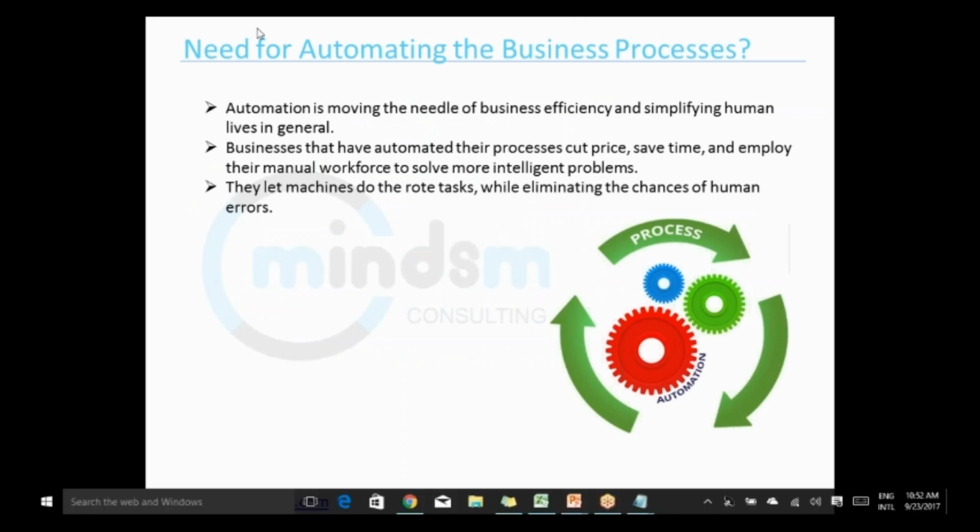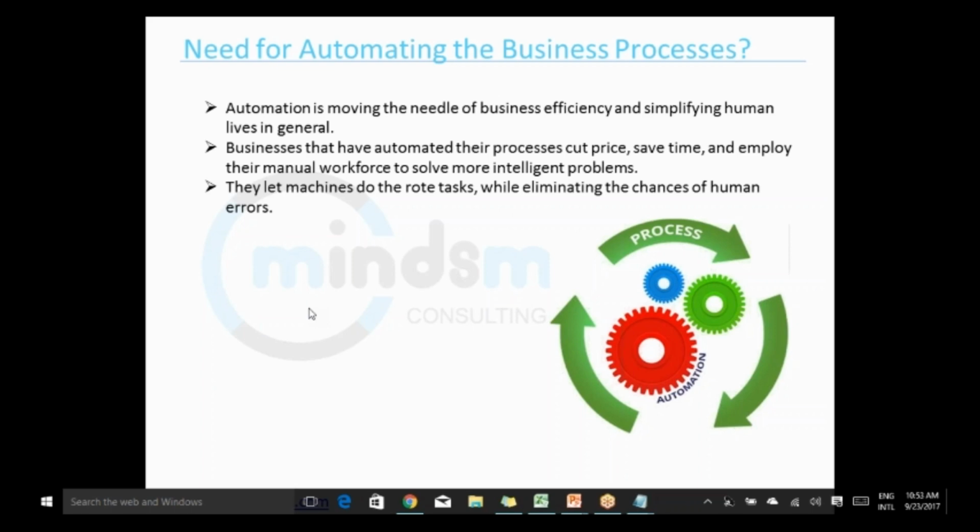Okay. So next we would see the need for automating the business processes. Automation is like moving the needle of business efficiency and simplifying human lives in general. Businesses that have automated their processes cut price, save time, and employ their manual workforce to solve more intelligent problems. They let machines do the rote tasks while eliminating the chances of human errors.